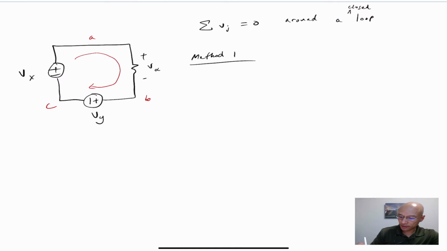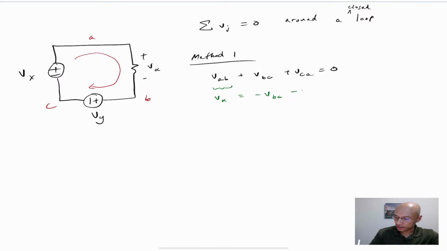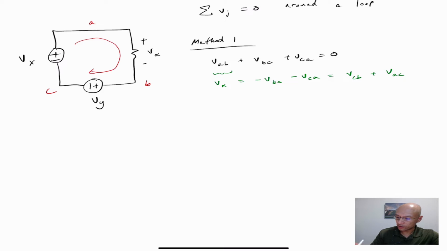Well, in a first method, I might consider voltage drops going from A to B, B to C, and C to A. Those have to sum to zero. Now we recognize that VAB is V alpha, so we can then write this as negative VBC minus VCA. And then we recognize that this is the same as VCB and VAC, right? Because of the negative sign, you can just flip the reference and the observation point around, and then you multiply by a negative sign. Basically you're reversing the direction of those defined voltages. We can see then that VCB is negative Vy, and VAC is Vx. So V alpha is Vx minus Vy.